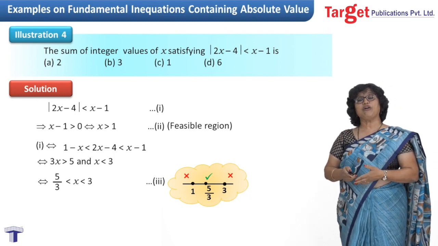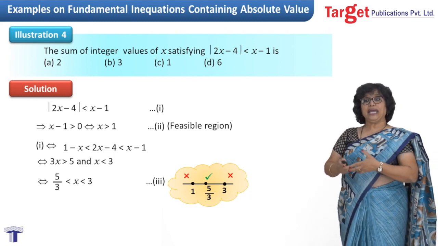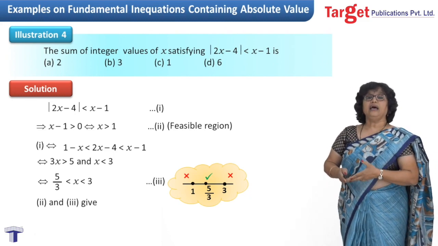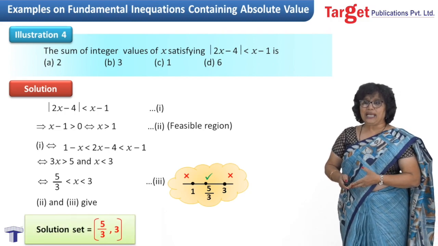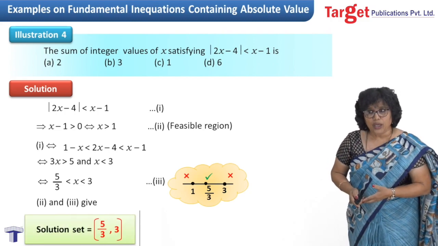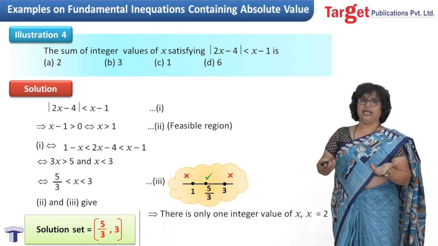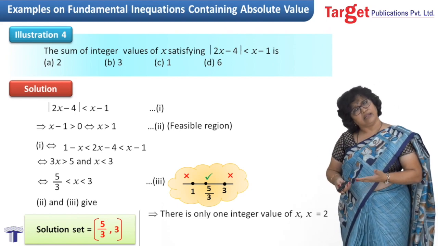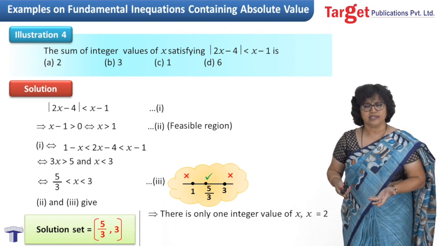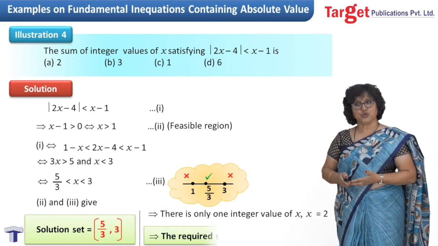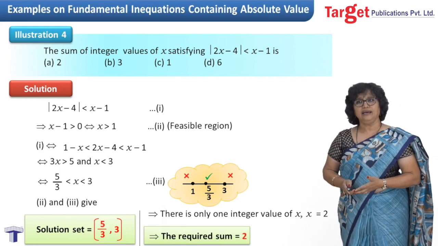Now we want the sum of integer values of x. So in 5 by 3 to 3, which integer lies? The only integer that lies here is 2. So the sum of integer values would be nothing but 2 because there is only one integer. So the correct answer is 2. So option A is the right answer.